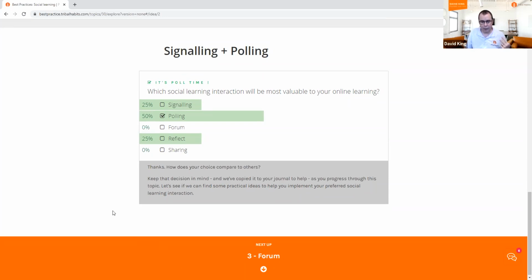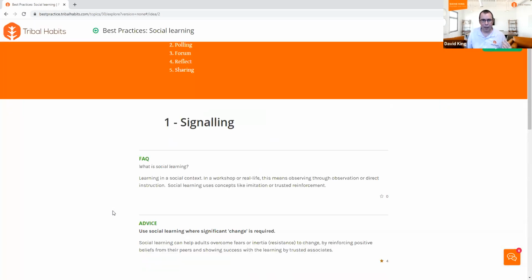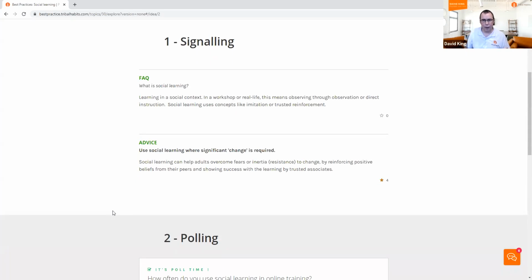Nikki's asked me a question. Which do you prefer, polls or signaling? Here, I like both. I use a lot of signaling in the modules that I design. I like these insight layouts that we have, and I often use insights to summarize key points in a video or a narration that we've done.